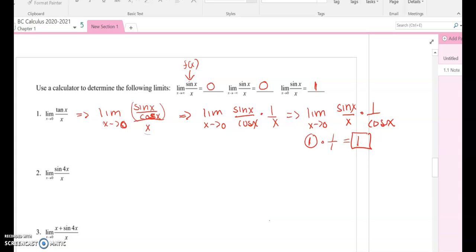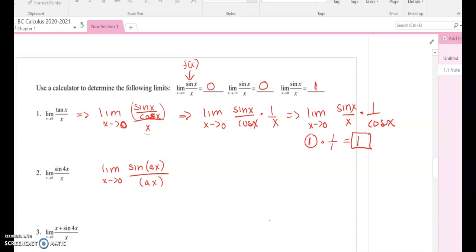The next limit, the limit as x goes to 0 of sine of 4x over x. Well, what I really would like to think about is the limit as x goes to 0 of sine of ax, where a is some real constant, a real number, over ax. That's what I'd like to have. I don't have it. So I urge you to pause the video now and see if you can figure out what to do algebraically.